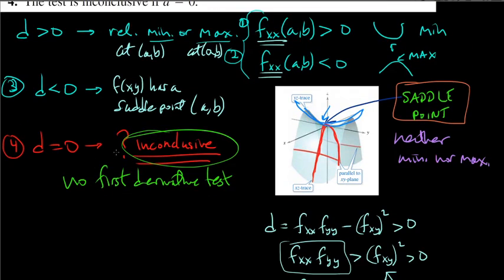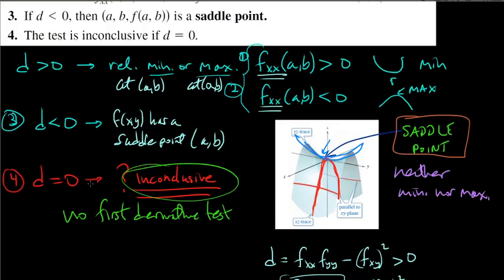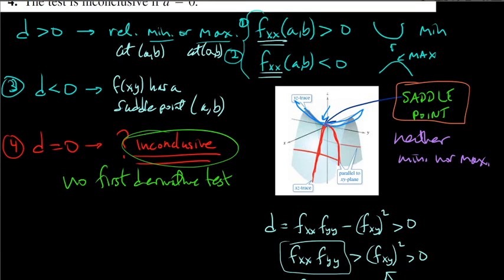So that's very bad news. To be fair, this doesn't happen very often, and it's not going to happen in the homework. It's not going to say, if D is 0, then what can you say? You basically just say we have no idea, and you leave it at that. Here's what you can say: if D is 0, then the point (a, b), the critical point, is a degenerate critical point.